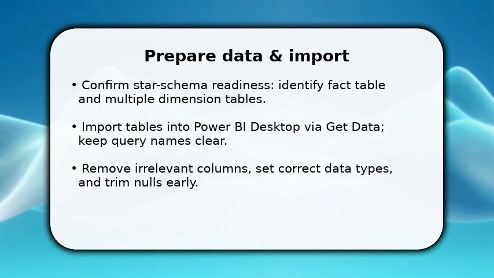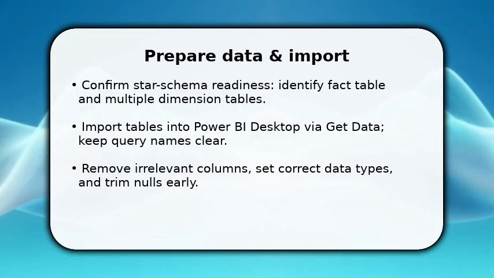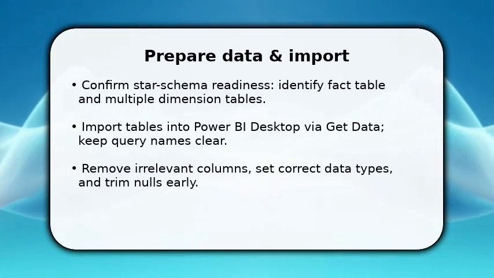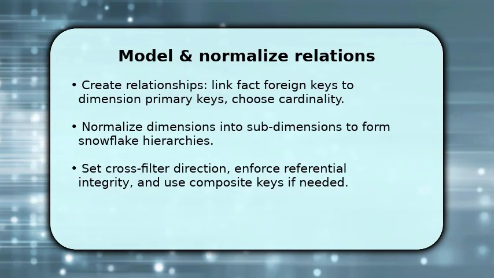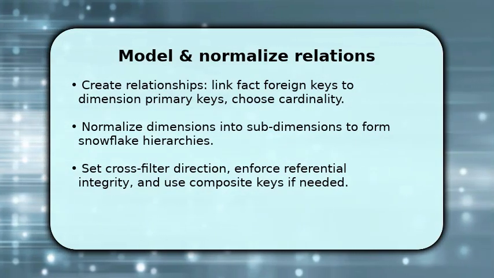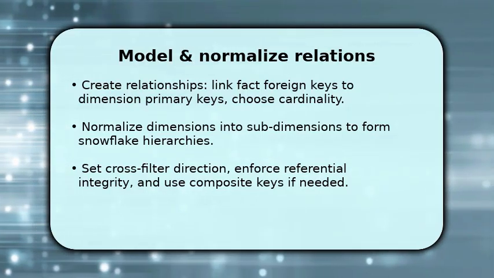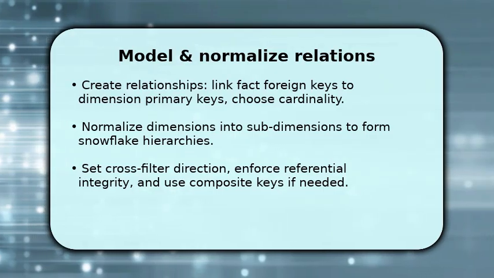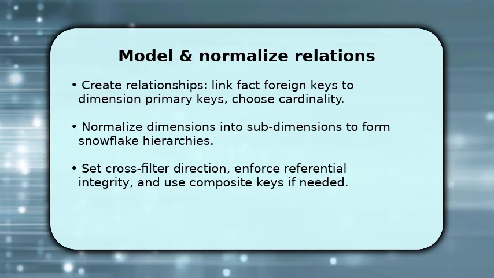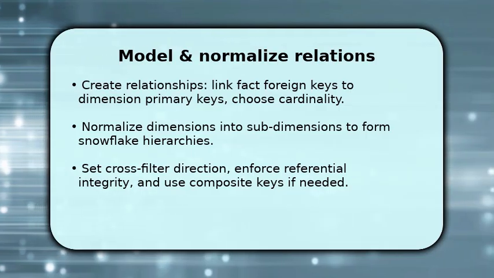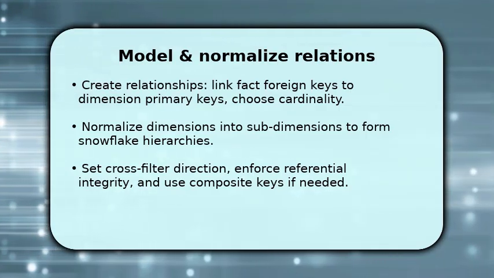Next, you model relationships in the Power BI model view. Connect fact foreign keys to each dimension primary key, selecting single or both directions based on filtering needs. Then normalize dimensions by splitting attributes into related subdimensions to represent the snowflake pattern. This reduces redundancy and improves maintainability.